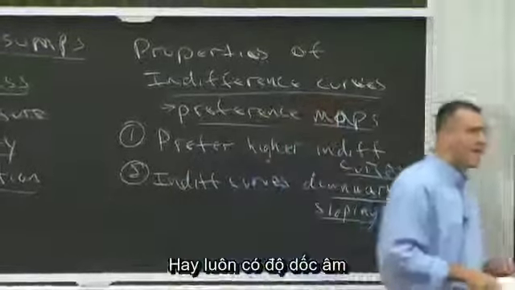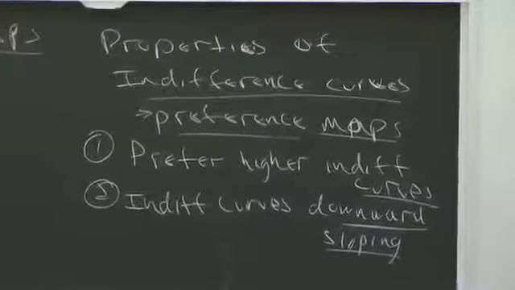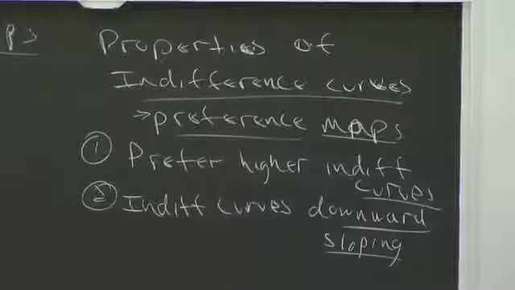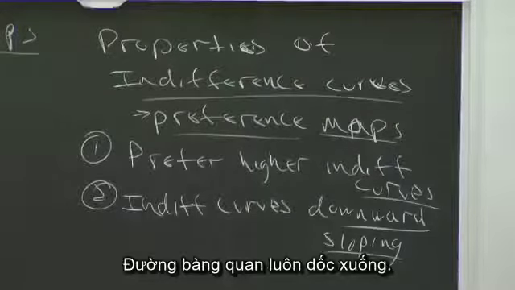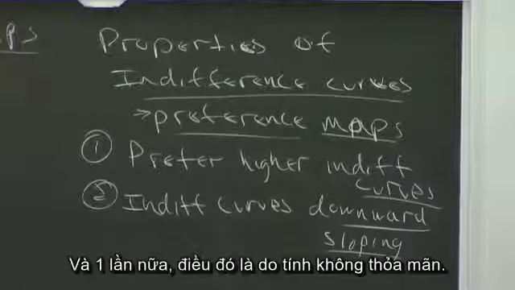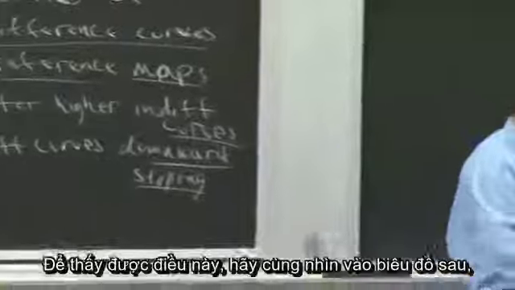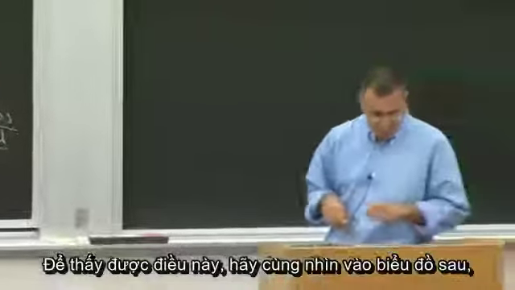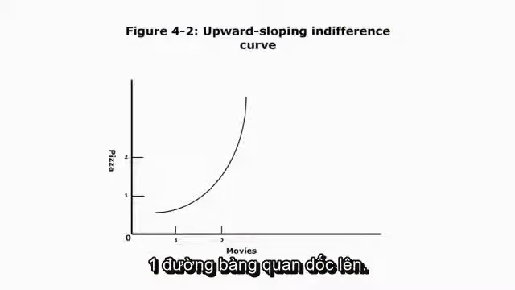Indifference curves are always downward sloping. Okay? Indifference curves are always downward sloping. And that, once again, comes from non-satiation. To see this, let's look at the next figure, an upward sloping indifference curve.